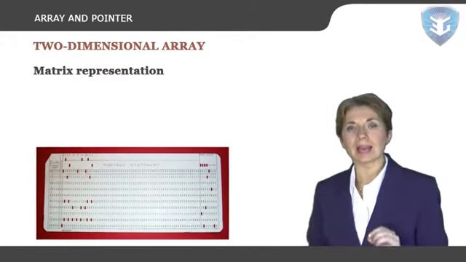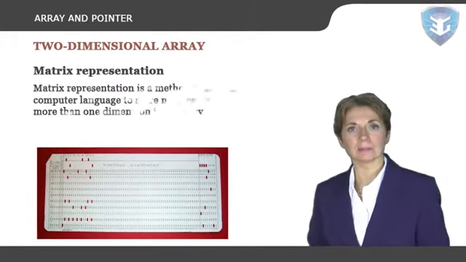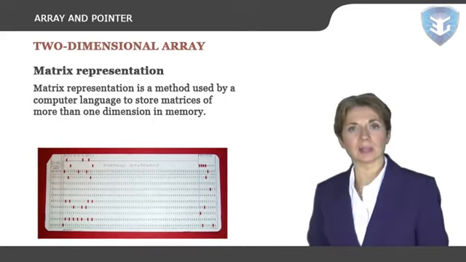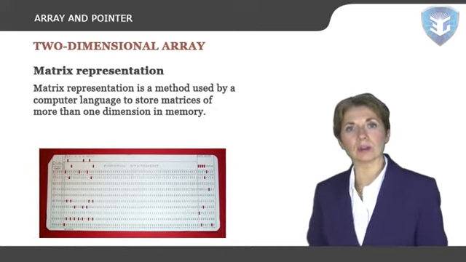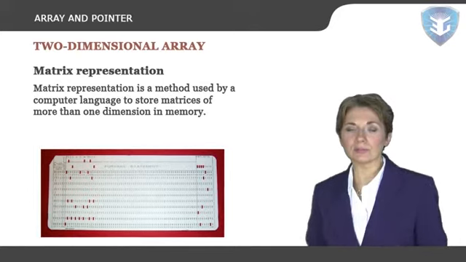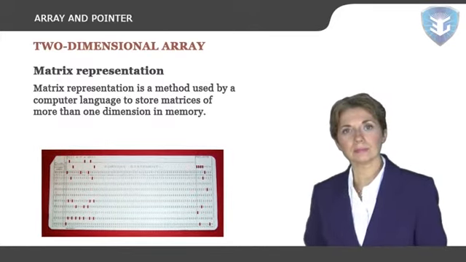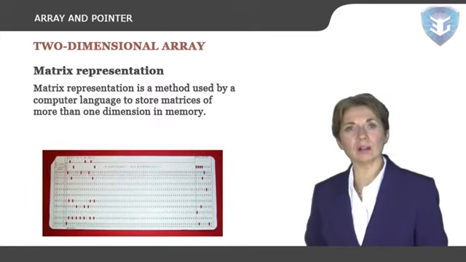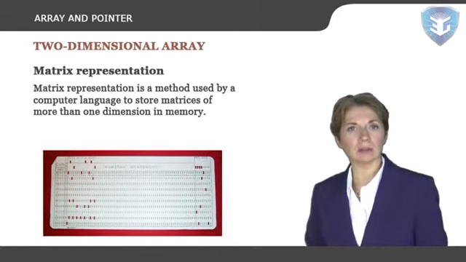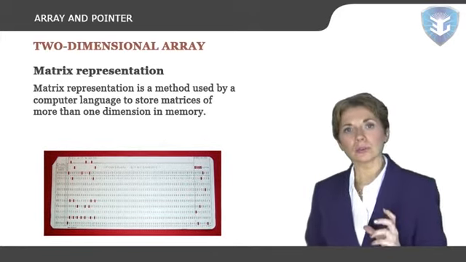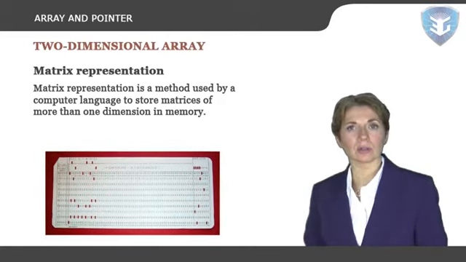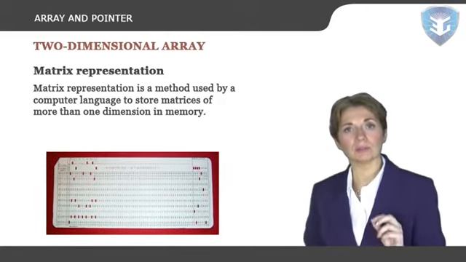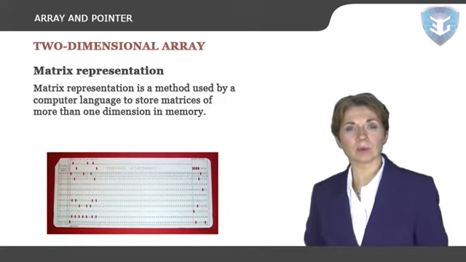Let's now have a look at matrix representation. Matrix representation is a method used by a computer language to store matrices of more than one dimension in memory. Fortran and C use different schemes. Fortran uses column major, in which all the elements for a given column are stored contiguously in memory. C uses row major, which stores all the elements for a given row contiguously in memory.